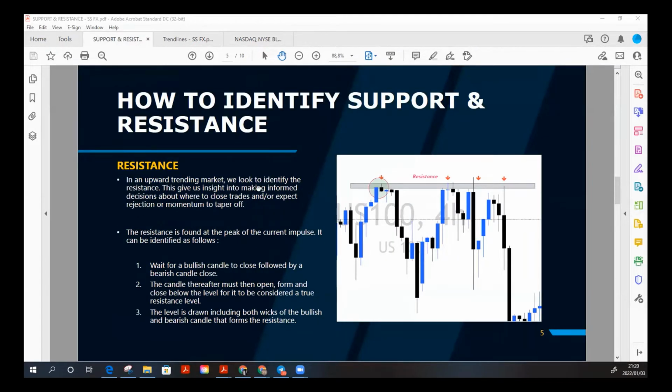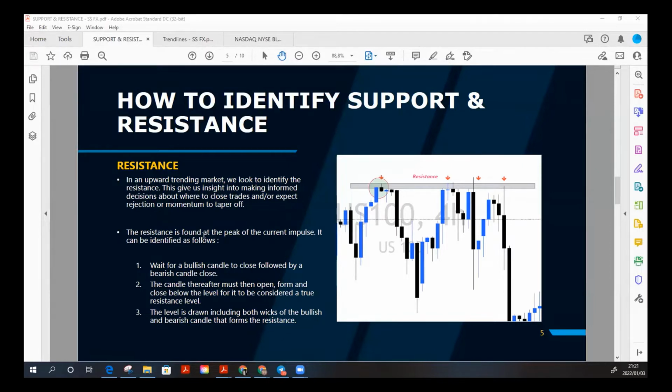In an upward trending market, we look to identify the resistance. Likewise, in a downward trending market, you'd look to identify the support. So this gives us insight into making informed decisions about where to close the trades or where we can expect rejection or momentum to slow down or taper off.